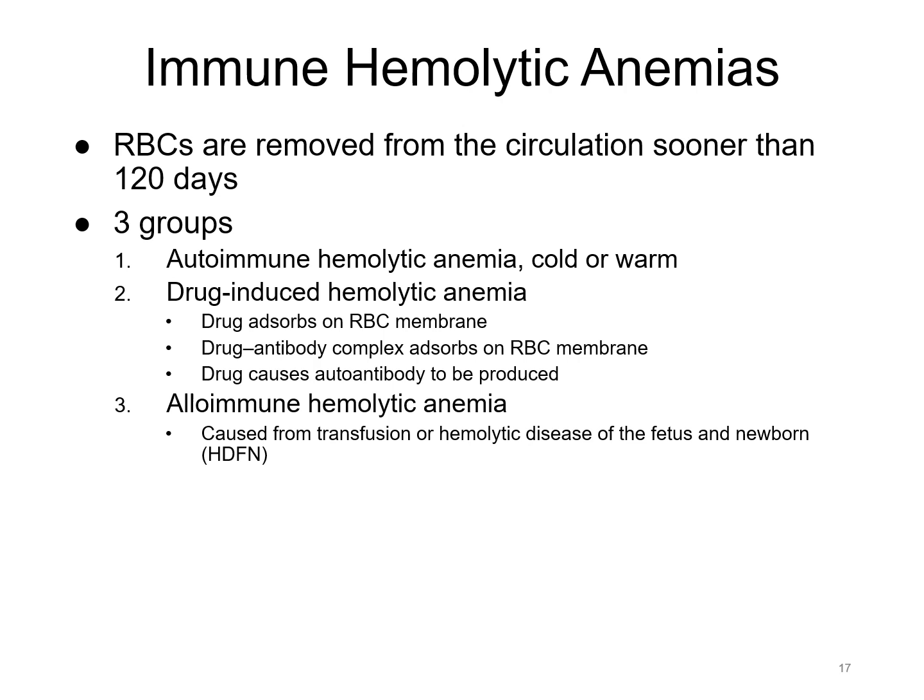You have the drug-induced hemolytic anemias, where the drug actually absorbs on the red blood cell membrane, or you have some sort of drug antibody complex that absorbs on that red blood cell membrane, or you have the drugs that actually cause some sort of autoantibody to be produced. The third group would be alloimmune hemolytic anemia, and this is caused by hemolytic transfusion reactions or hemolytic disease of the fetus and newborn, and we'll discuss these particular complications in another lecture.